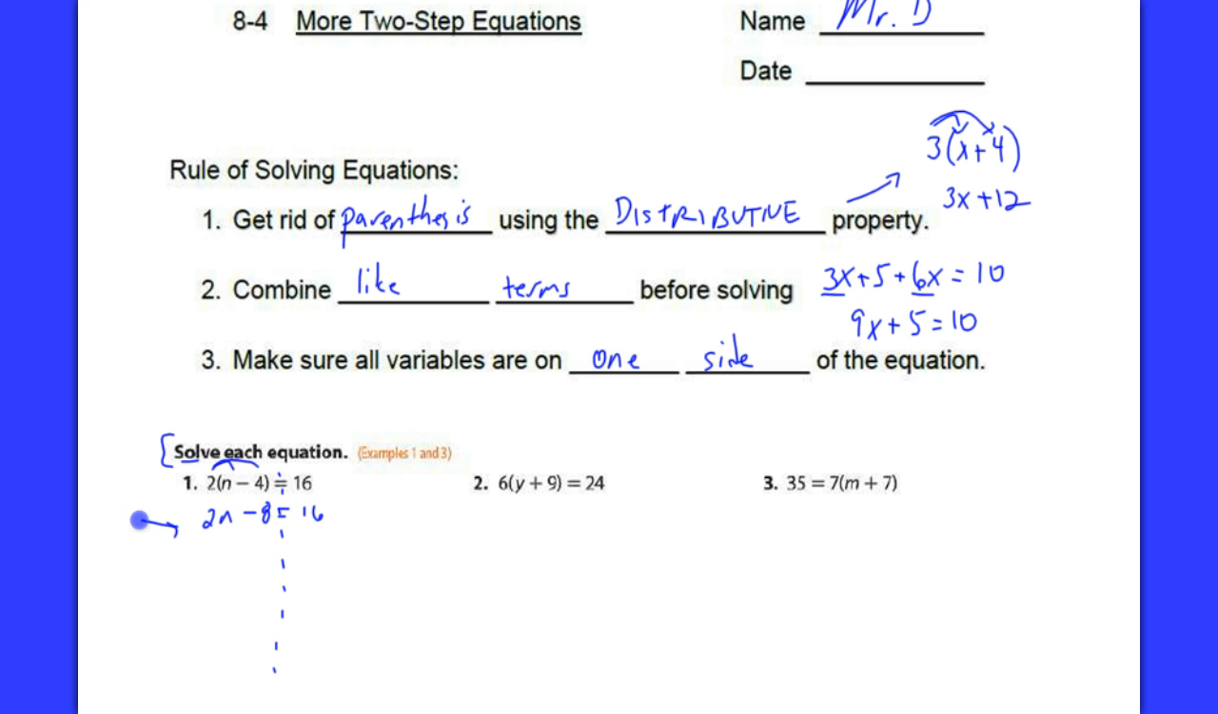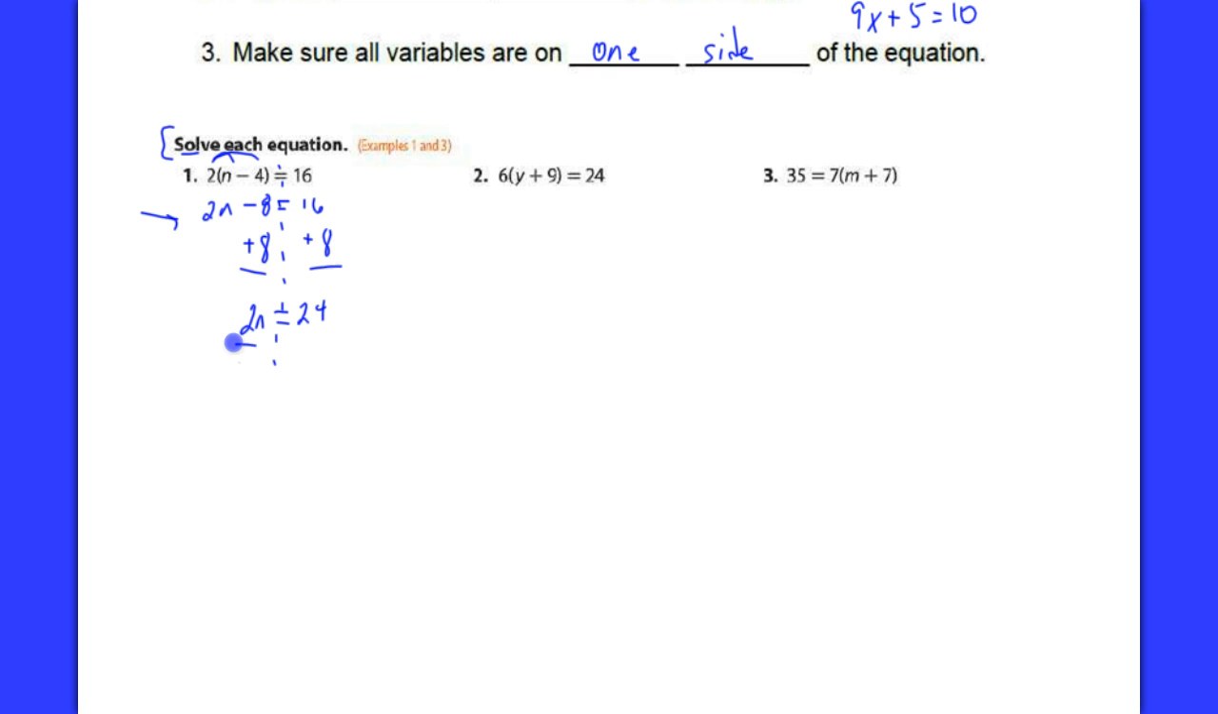Now what you have here is a two-step equation. Then you just go ahead and solve the equation like we did earlier this week by adding 8 to both sides, and I have 2n is equal to 16 plus 8, 24. Now I need a little more room here, so I'm going to extend down. 2n divided by 2, divided by 2, n is equal to 12. And that's the answer right there. All we had to do was get rid of the parentheses. Let's try it with number 2.